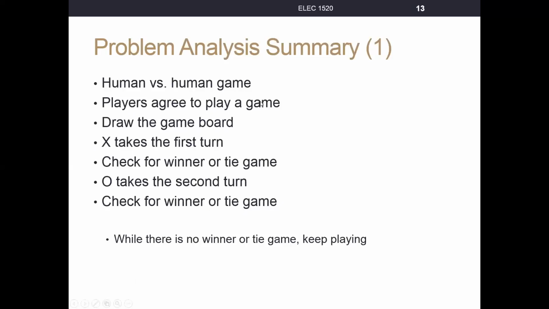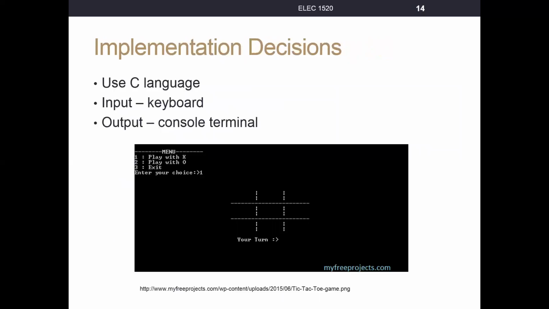So having gone through this, we've decided to play a human versus human game, right? We're going to ask the players whether they want to play a game before it starts. We'll need to go ahead and draw a game board. Let X take the first turn. We'll check for a winner or tie game. O will take the second turn, and then we'll check for a winner or tie game. And we'll keep doing that. We'll say, while there is no winner or tie game, keep playing. So we're starting to develop, right? As we analyze the problem, this will be easy to turn into an algorithm to solve it.